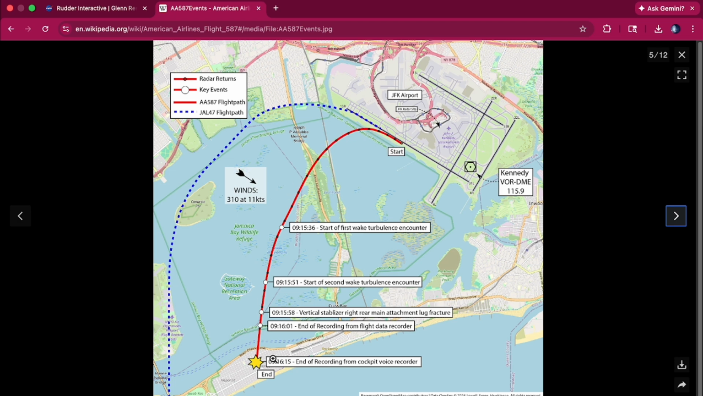This is where they were supposed to go. This is going to the Dominican Republic. This is Japan Airlines 47, the Boeing 747. This had a lot more air pressure. It was supposed to go this direction to turn.